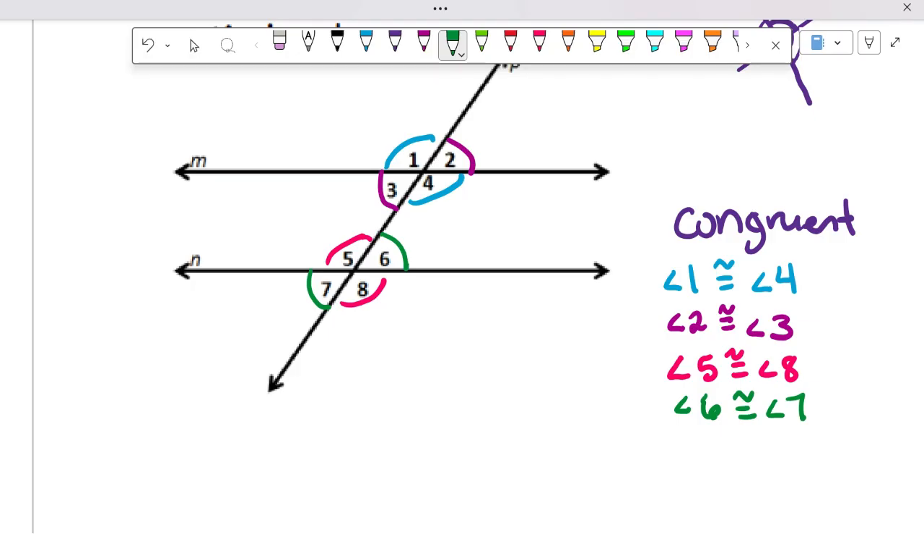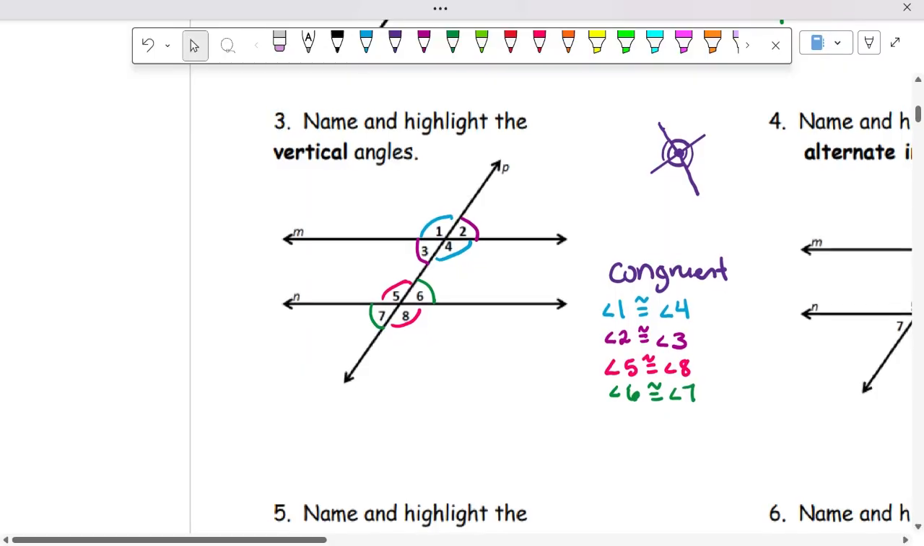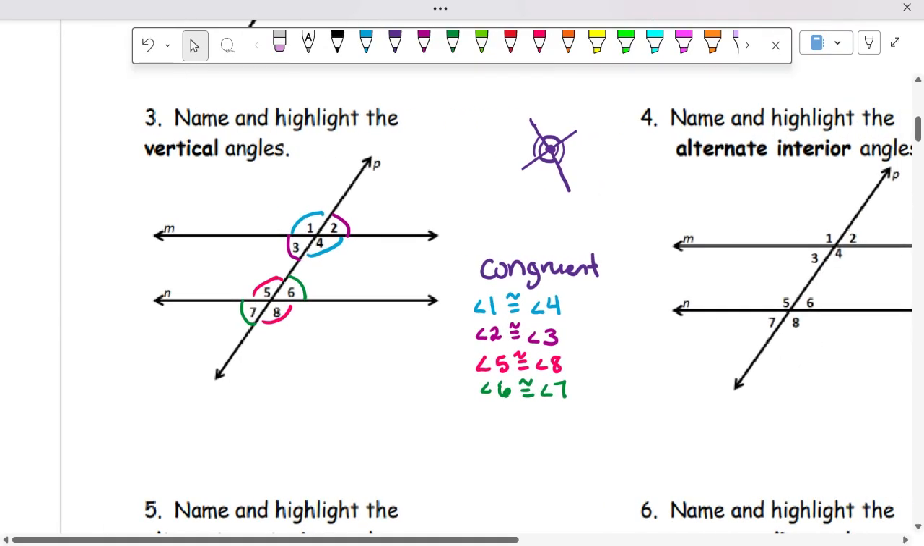So guys, why we're going through this is because there's going to be a lot of different theorems. You need to be able to identify the relationship between two angles on parallel lines. All right, so vertical angles is one of those relationships. And you need to know whether they're going to be supplementary to each other or congruent to each other. So that's vertical angles.